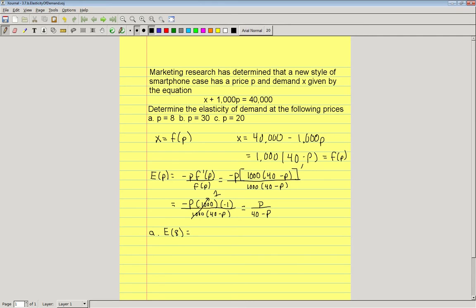We'll start with the elasticity of demand when P equals 8. So we plug 8 into our function. We get 8 divided by 40 minus 8, so it's 8 divided by 32, which is equal to 1/4. Okay, so here we have a value that's between 0 and 1.